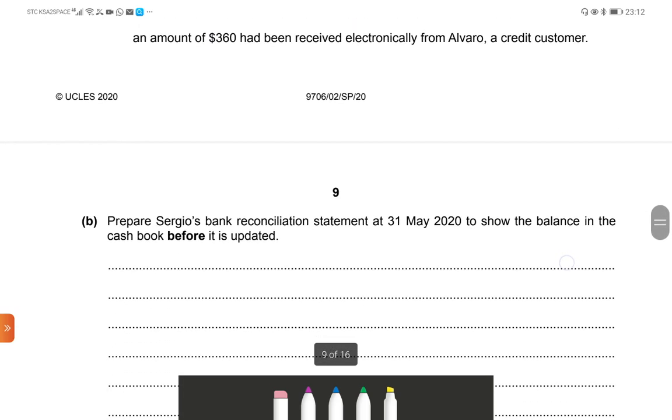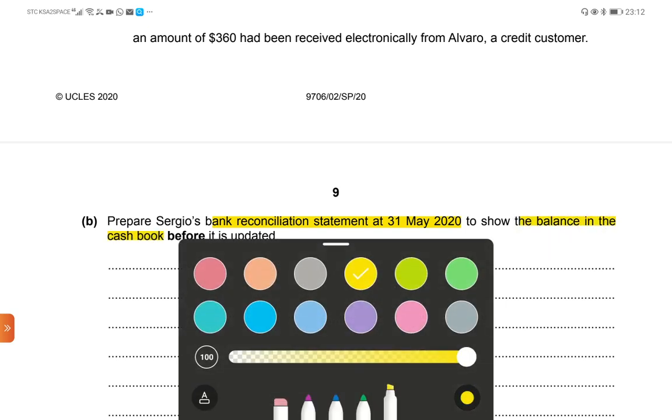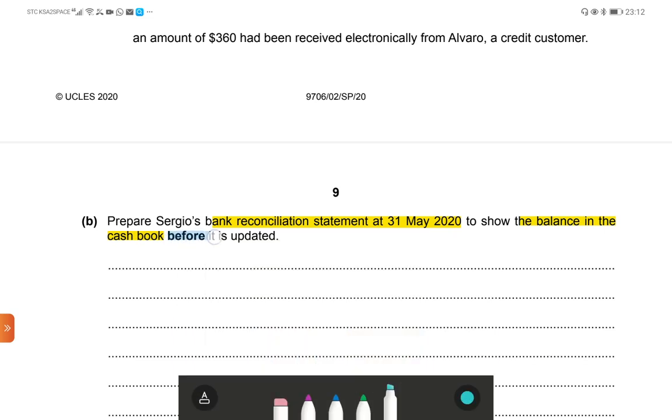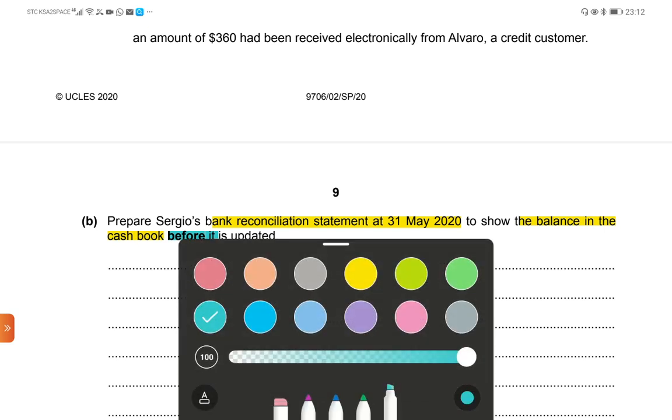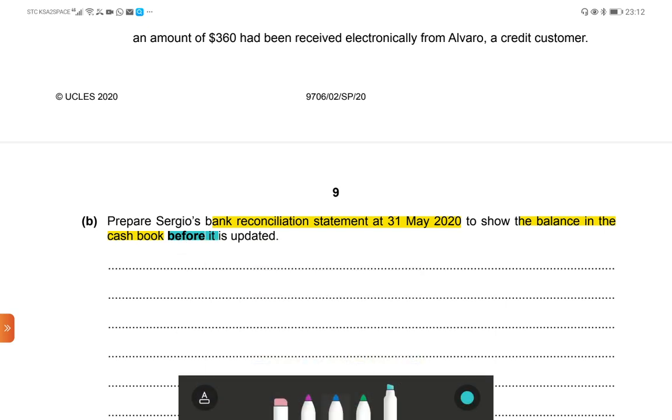What is the question? Prepare Sergio's bank reconciliation statement on 31st May 2020 to show the balance in the cash book before it is updated. So we have to take the opening balance. Before it is updated, we want to reach the cash book balance from the bank balance. So we start with the bank balance.